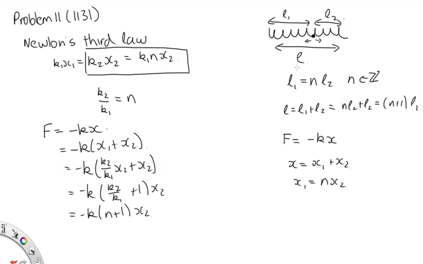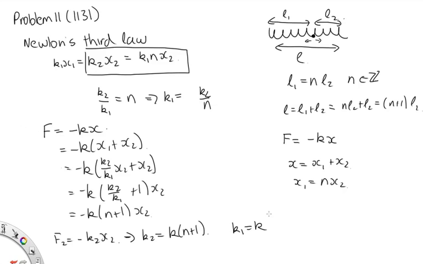Now we can consider the force applied on this second part here. F2, by definition, would just be minus K2 x2. So now if we want to find out what K2 is, we can just equate these. So we've got K2 is equal to K(n plus 1). And so that tells us what K2 is. K1 is equal to K2 on n, so we also know K1 is equal to K(n plus 1) on n. And so we've solved this problem.